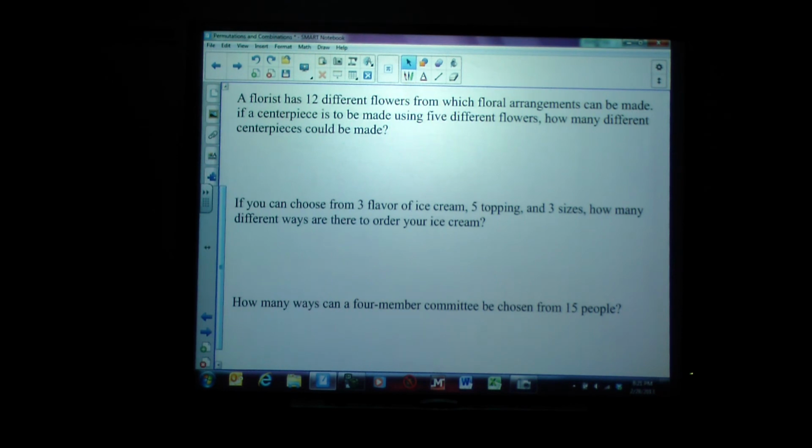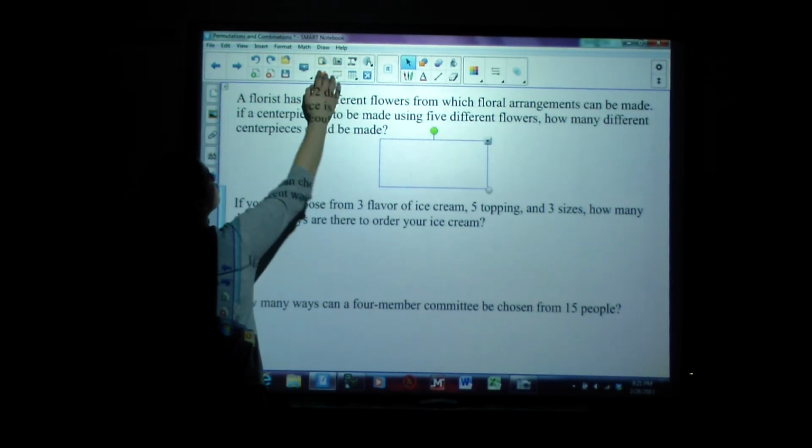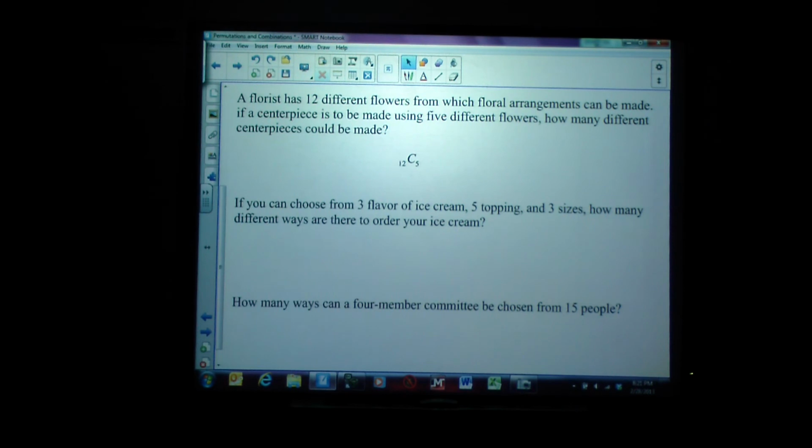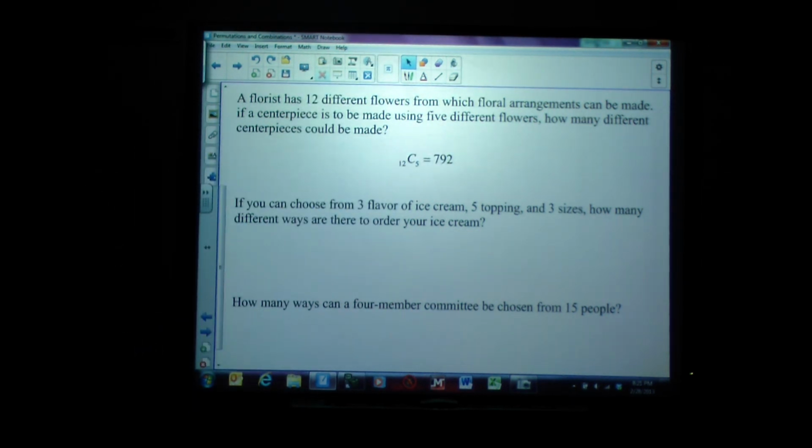Now there are 12 total options, and I want to choose 5 of them. Out of 12 total options, I want to choose 5. So to correctly find this, we would take 12 combinations of 5, and if we type that in our calculator like I showed you, you should get 792 different flower arrangements. Okay, next one.